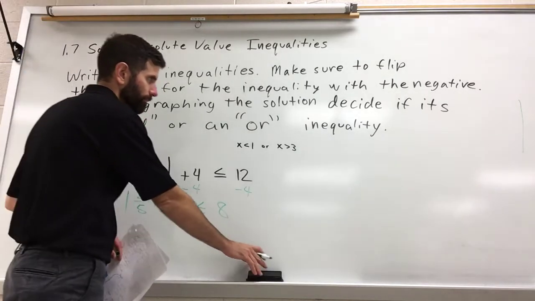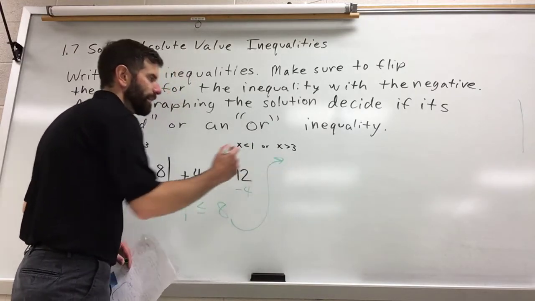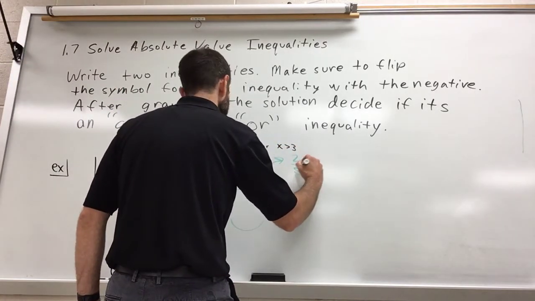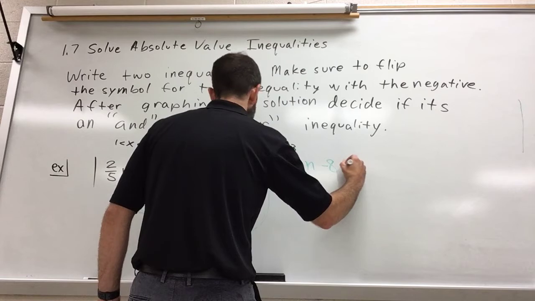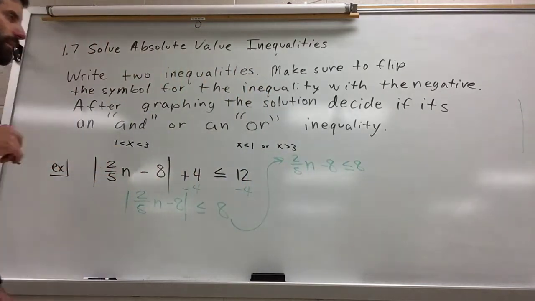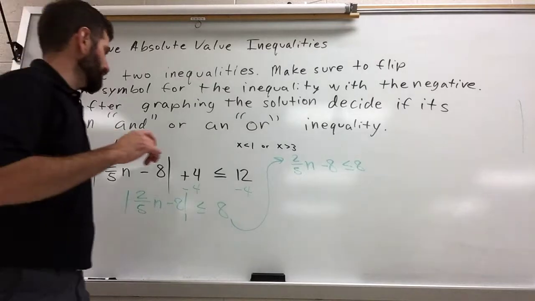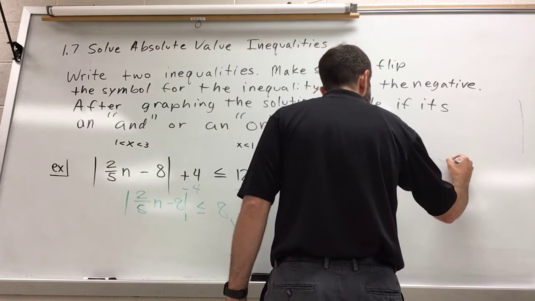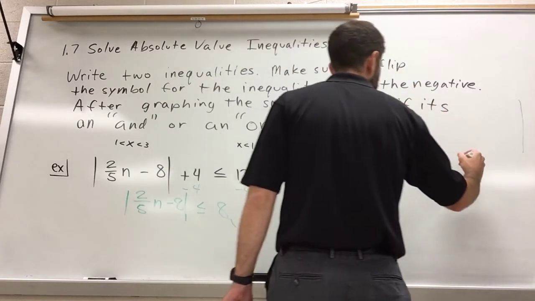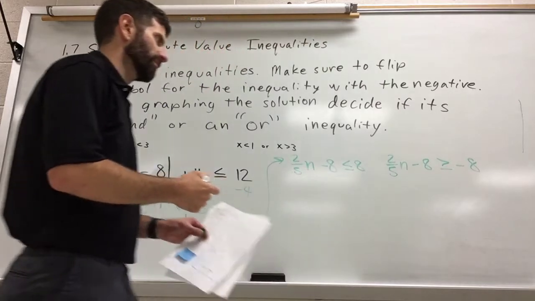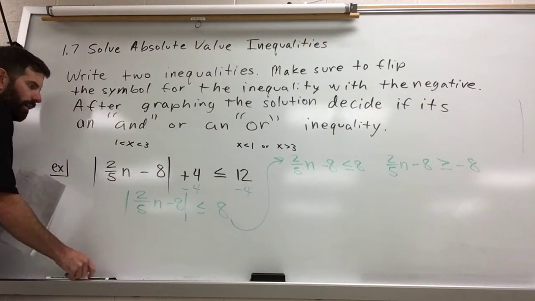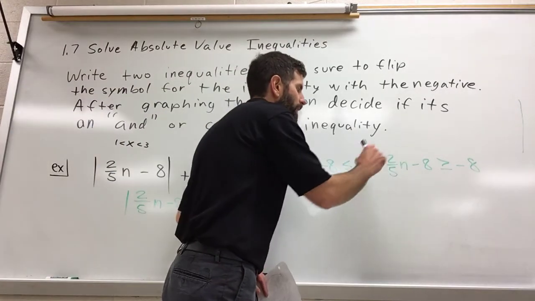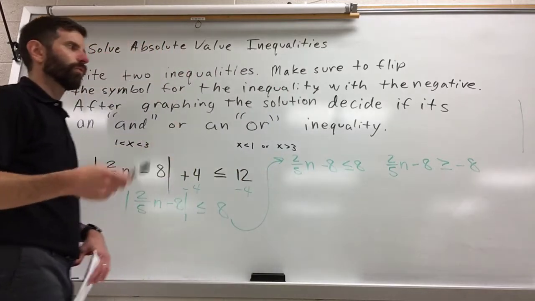From there, you're going to write two inequalities. One will be 2/5 n minus 8 is less than or equal to 8. The other is going to be 2/5 n minus 8 is greater than or equal to negative 8. You flip the sign because you introduce a negative, like so. Notice again, class, leave the interior alone. Change what it's equal to, or what the inequality is on the other side.